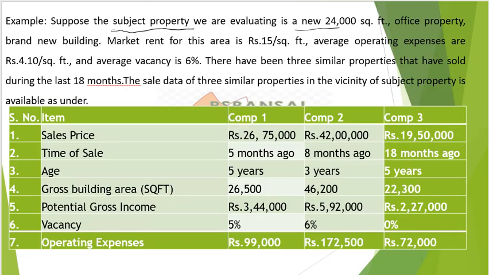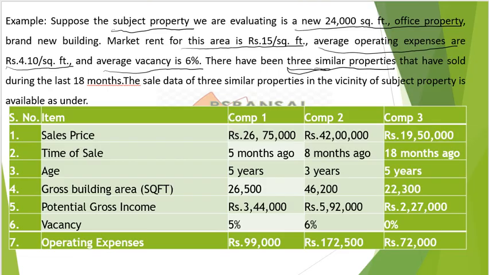is a new 24,000 square feet office property. Market rent for this area is 15 rupees per square feet. Average operating expenses are 4.1 rupees per square feet. Average vacancy is 6%, and there have been three similar properties sold during the past 18 months. The sale data of the three similar properties in the vicinity of the subject property is available as under.